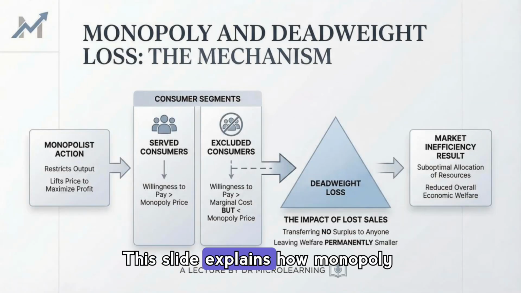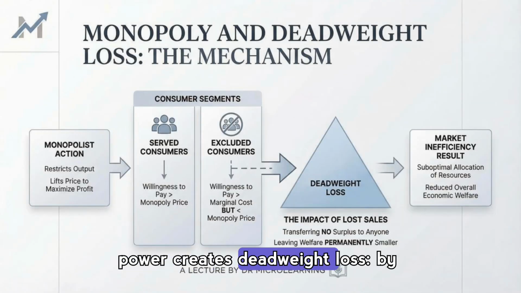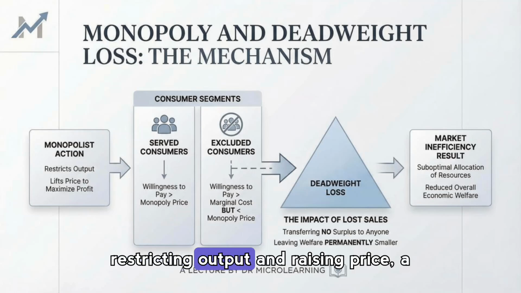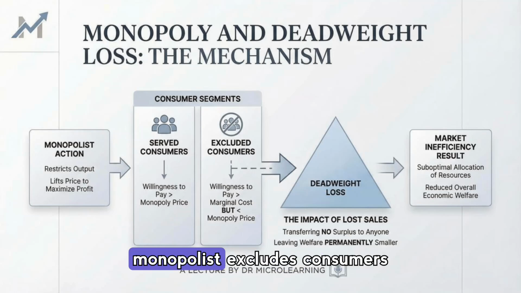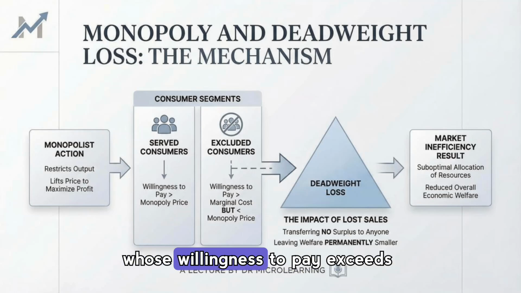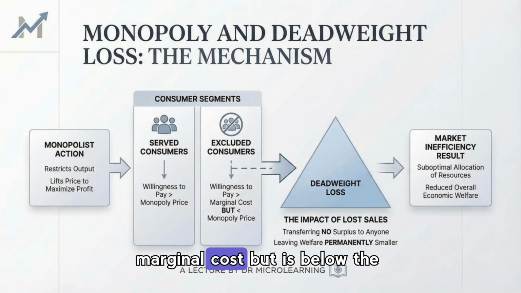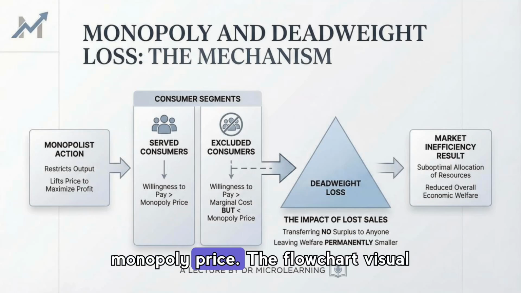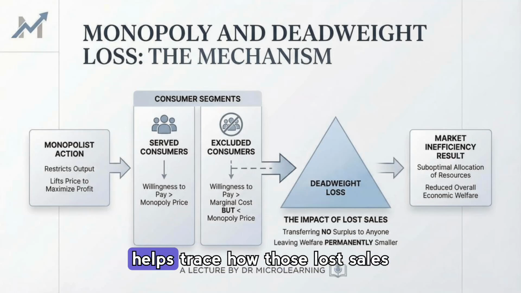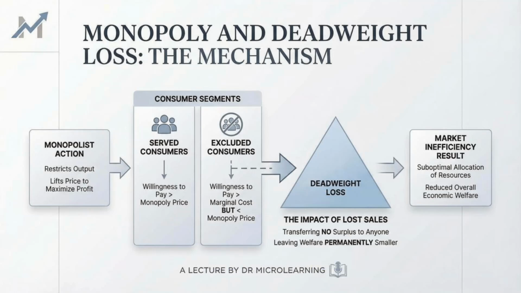This slide explains how monopoly power creates deadweight loss. By restricting output and raising price, a monopolist excludes consumers whose willingness to pay exceeds marginal cost, but is below the monopoly price. The flowchart visual helps trace how those lost sales transfer no surplus to anyone, leaving total welfare permanently smaller than in a competitive market.